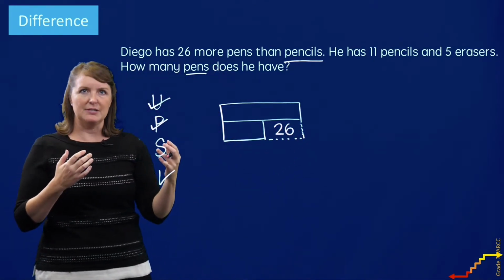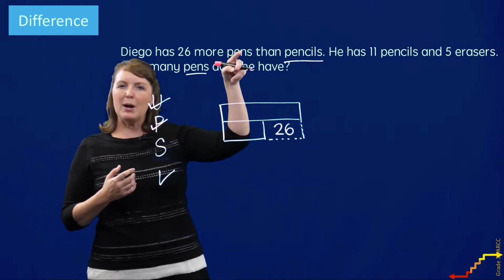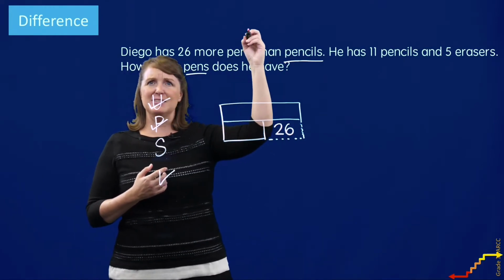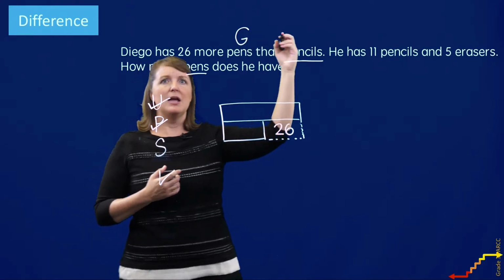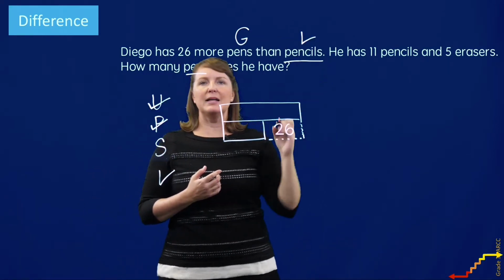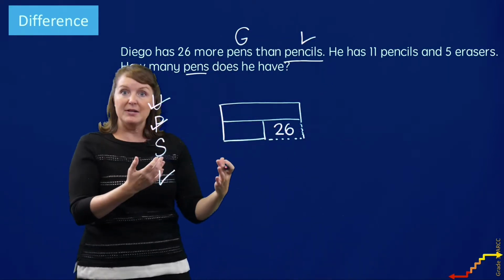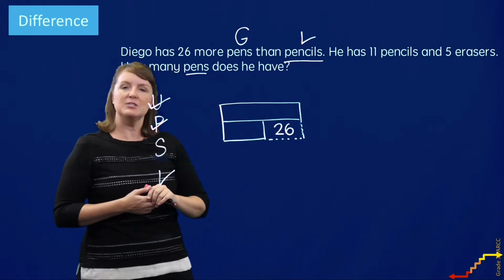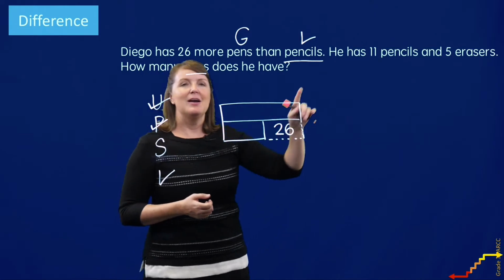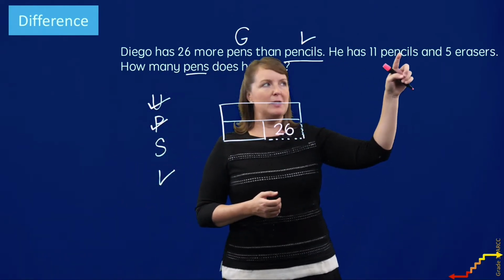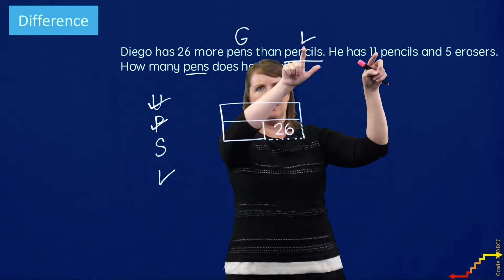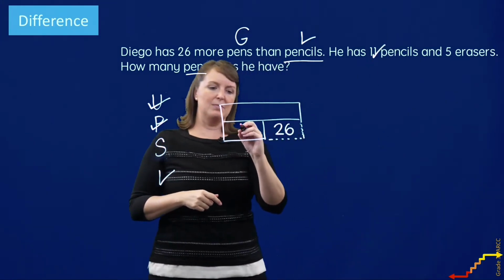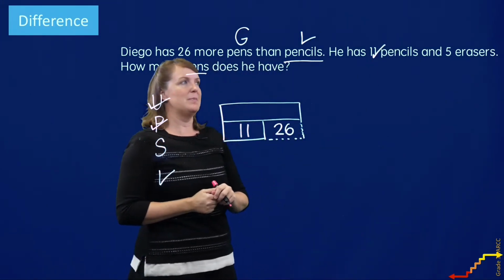The difference is 26. Now, if there are more pens than pencils, and I'm going to go ahead and mark this, pens is going to be my greater amount, and pencils is going to be my lesser amount because there's more pens than pencils. That's going to help me figure out how to arrange the rest of my graphic organizer. Now, Diego has 11 pencils. Now, what did we say? 11 talks about the lesser amount. I'm going to check off 11, and I'm going to put that here to figure out the lesser amount.